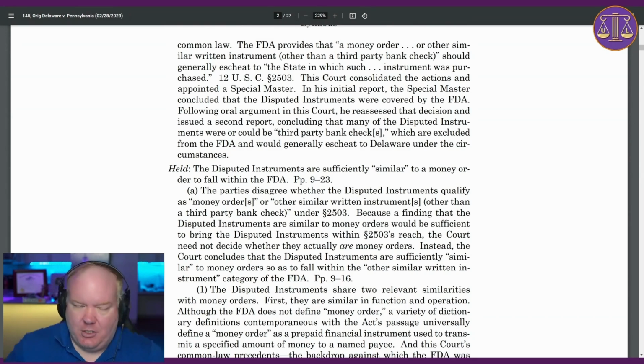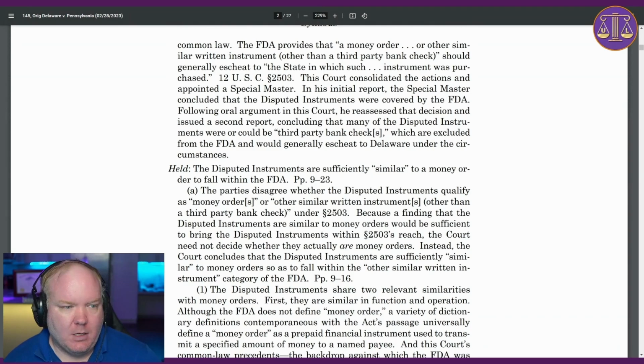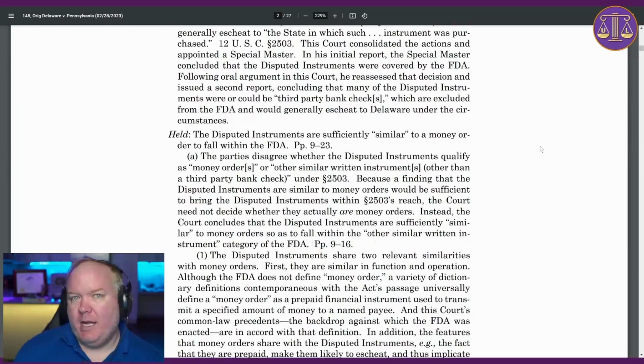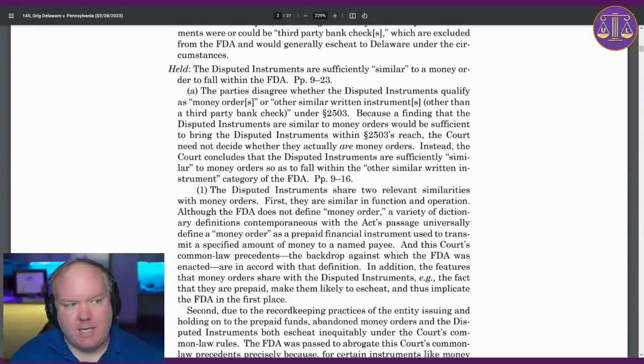All right, so that's the question. Are these third-party bank checks or are these money orders? So he says, okay, some of the time, they're third-party checks. U.S. Supreme Court, being the court of original jurisdiction, says the disputed instruments are sufficiently similar to money orders to fall within it. So the U.S. Supreme Court just disagrees with the special master flat out, which they can do because they're the court of original jurisdiction. They are the trial court.